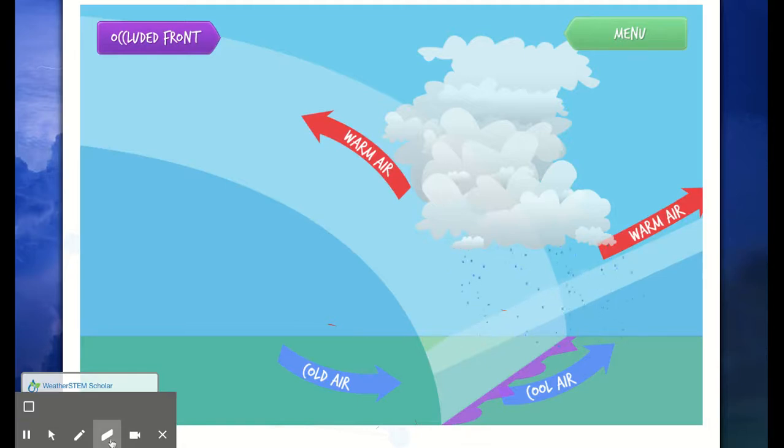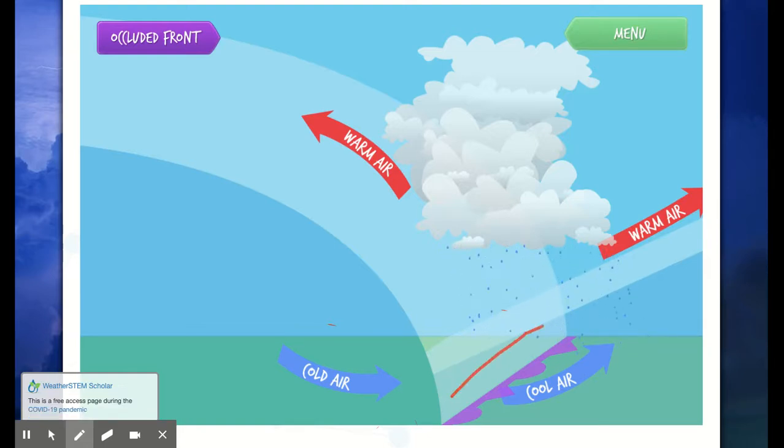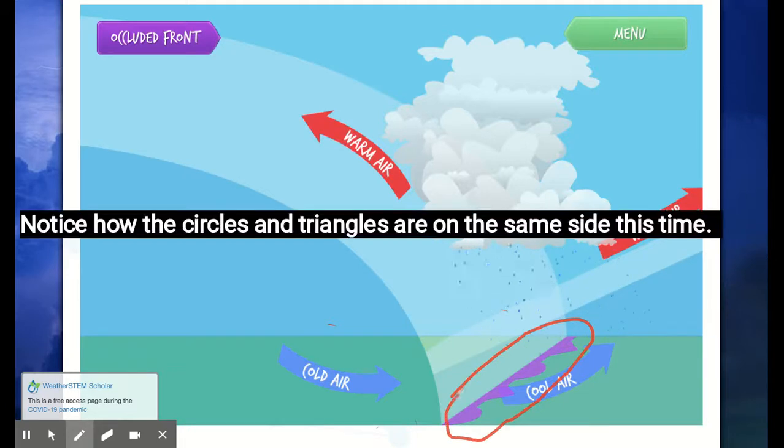Okay? Oh, and one more thing, almost forgot. On a weather map, an occluded front also has its own symbol, which you can see here as well. Okay, circle, triangle, alternation.